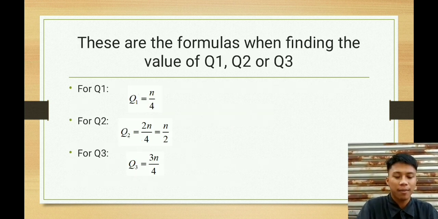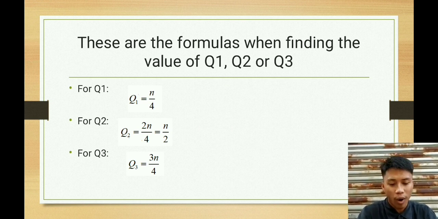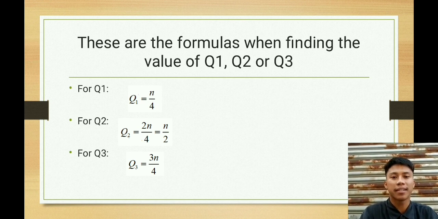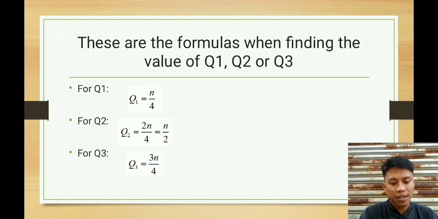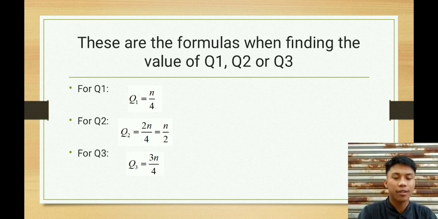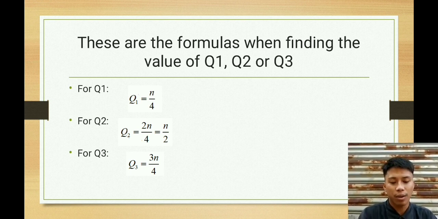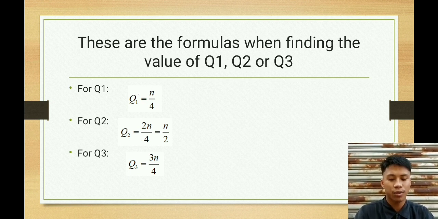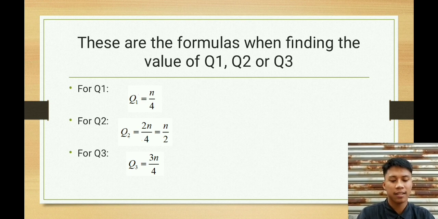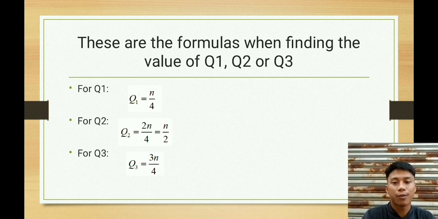These are the formulas when finding the value of quartile 1, quartile 2, or quartile 3. For quartile 1, Q sub 1 equals n over 4. For quartile 2, Q sub 2 equals 2n over 4, which equals n over 2. For quartile 3, Q sub 3 equals 3n over 4.